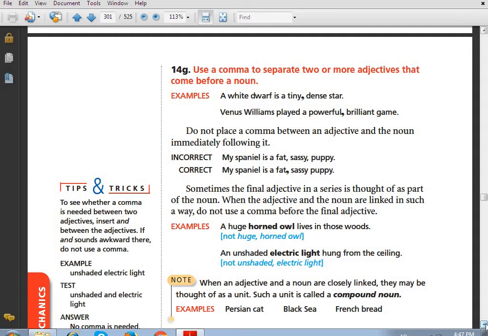A comma should never be used between an adjective and the noun immediately following it. I think you know it well. Okay, guys, look at the example below.